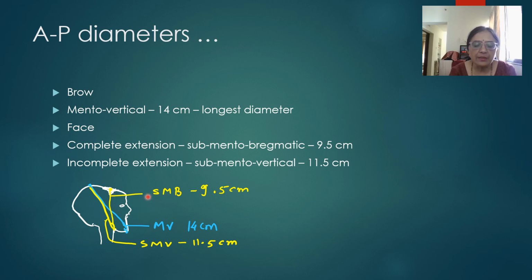But just as in the attitude of flexion, similarly here also, if extension is incomplete, then the diameter changes from submentobregmatic to submentovertical. That is the same point, junction of the floor of mouth with the neck, to the highest point over the sagittal suture. That will be submentovertical, which is 11.5 centimeters. Here you can see mentovertical is 14 centimeters, submentovertical is 11.5, and the shortest possible, with complete extension, is submentobregmatic.